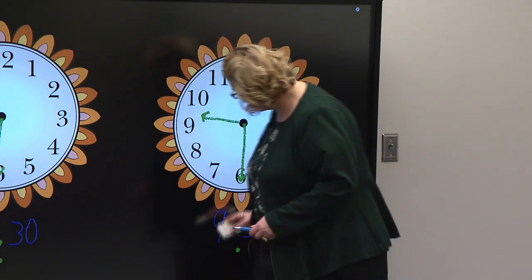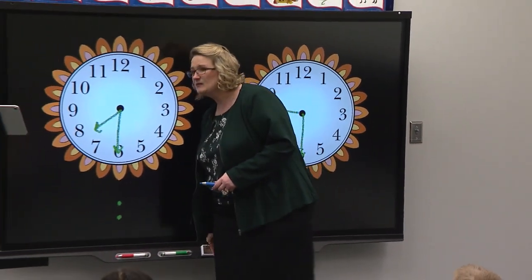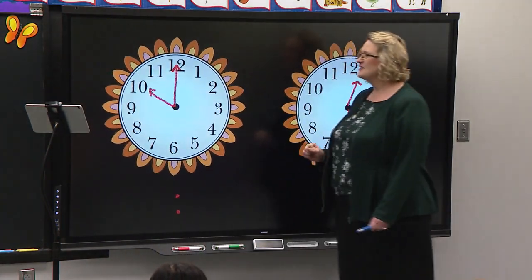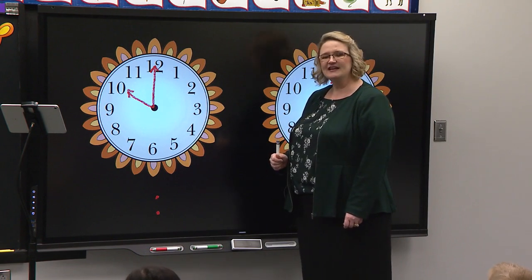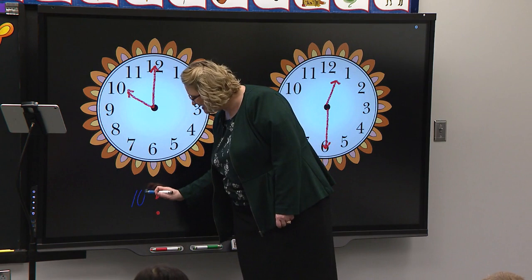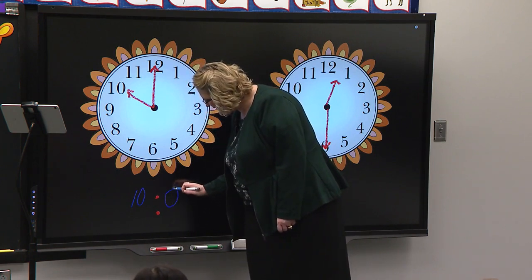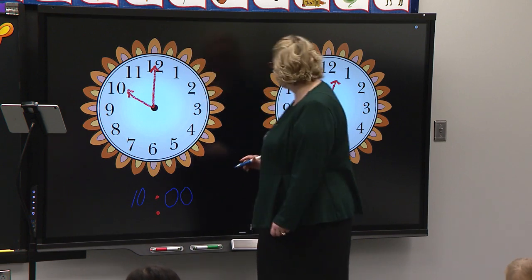Now, it is hard sometimes to write with these pens, but we've just got a little bit more to do. So let's look this way at these clocks. What time does this clock say? 10 o'clock. Good. It says 10 o'clock. Watch Mrs. Turner. I'm going to make my 10. I already have the 1, so I just need to make 0, 0, because that clock says 10 o'clock.